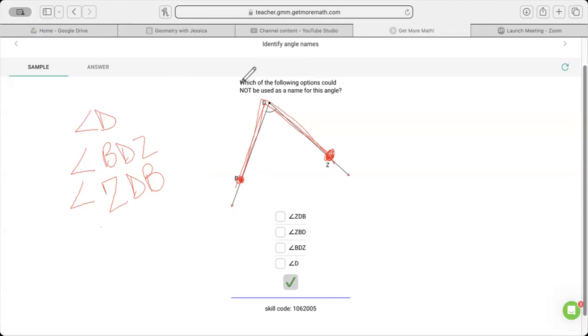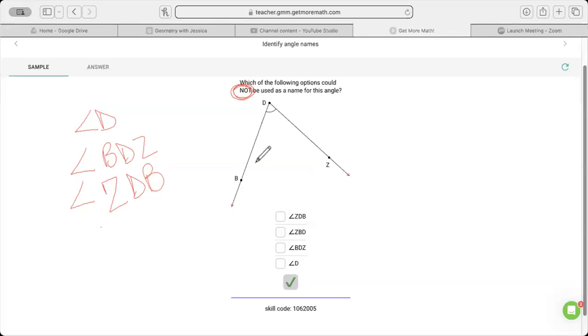Okay. So this question here, be careful. Some of them are going to say which one cannot be used to name an angle. So let's see which one cannot. Okay. So we've already labeled the three. You can go by the vertex, which is angle D. You can go BDZ, or you can go ZDB. That's it.